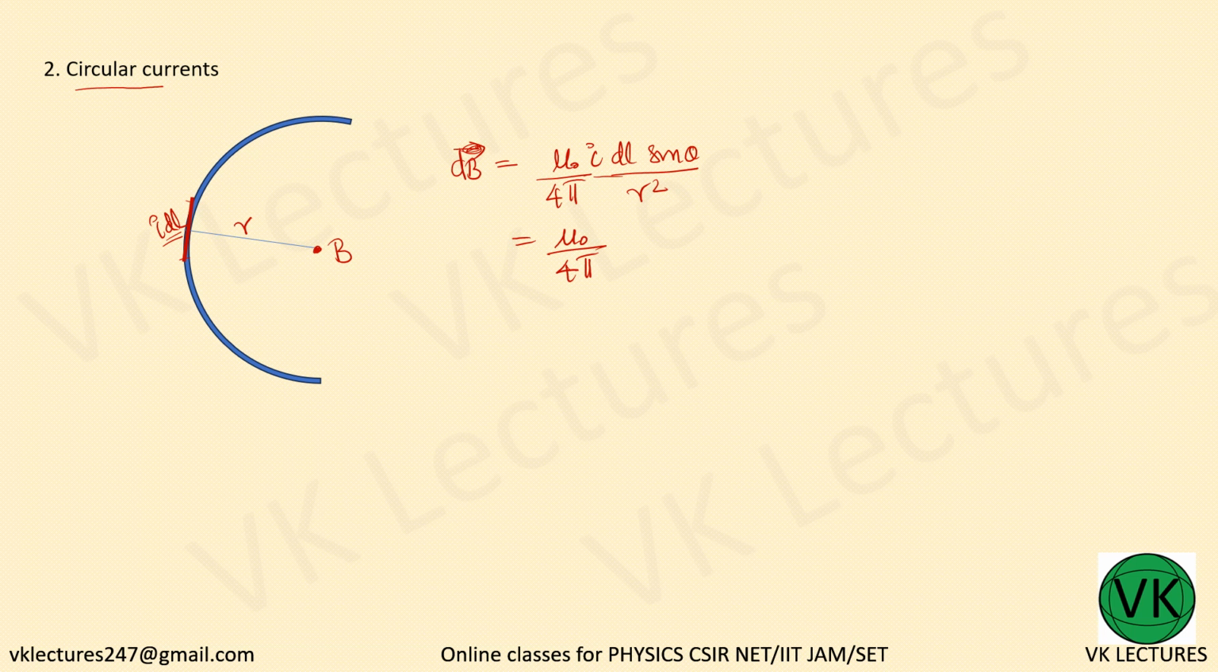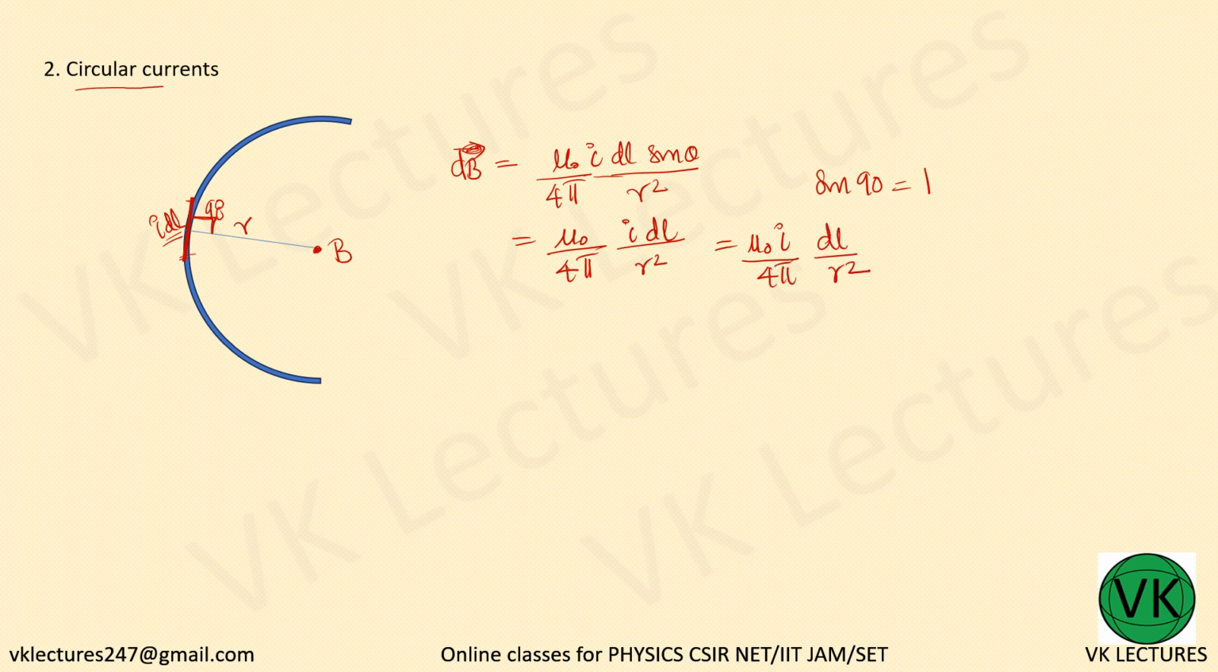What is the theta here? It is the angle which I dl makes with the radial direction. It makes an angle of 90 degrees with this, as the element is in the tangential direction. When we consider a small length element here, it will always be tangential to this radius. So this angle is 90 degrees, and sine 90 is equal to 1. So dB is equal to mu 0 I by 4 pi into dl divided by r square.